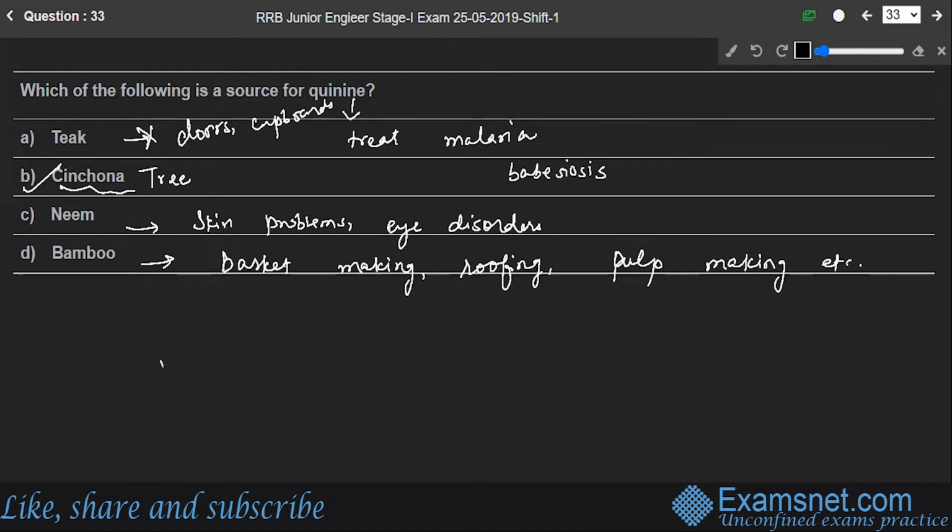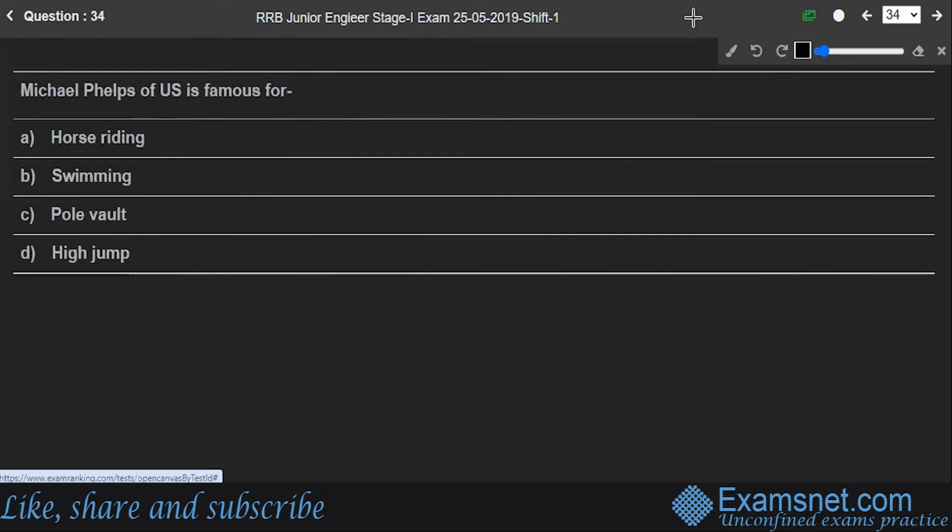So you have option B as the right answer. Hope you understood that. Next is question number 34. Michael Phelps of USA is famous for horse riding, swimming, pole vault, or high jump. The right answer to the question is option B, swimming. Michael Phelps of USA is famous for swimming.